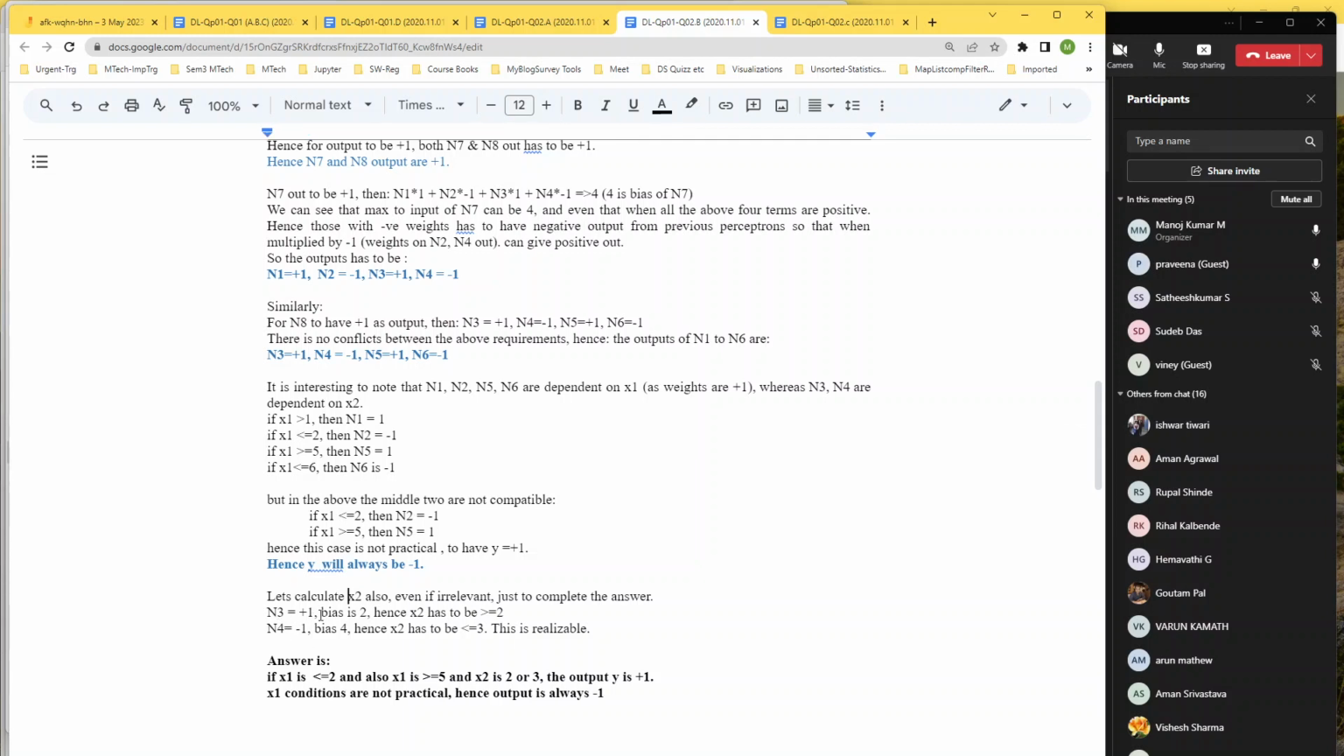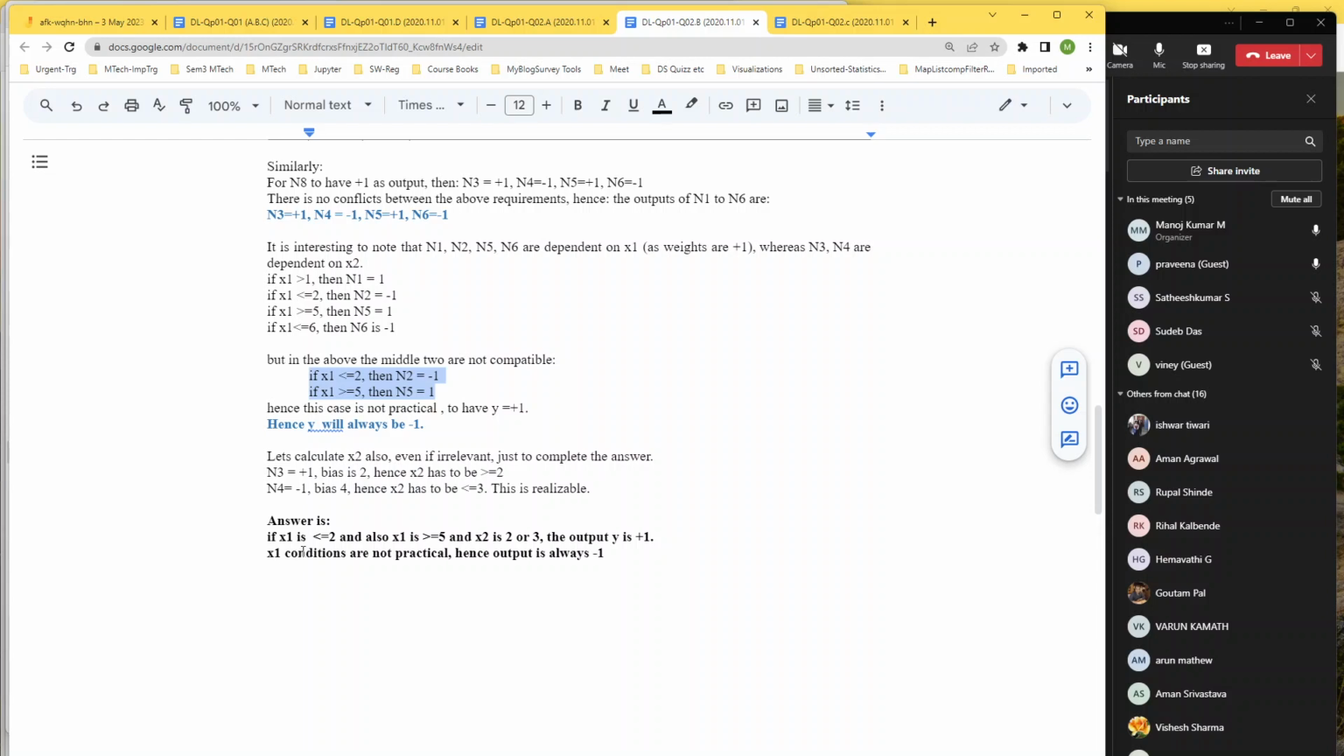x2 you can take as greater than 2 and less than 3. So this is realizable, x2 can be 2 or 3, but x1 cannot be made practical. So the answer is, if x1 is less than or equal to 2 and also x1 is greater than or equal to 5, it has to be less than 2 and greater than 5. So this is not possible. And x2 has to be 2 or 3, that is possible, and then the output would be +1. These conditions are not practical, hence output is always -1.